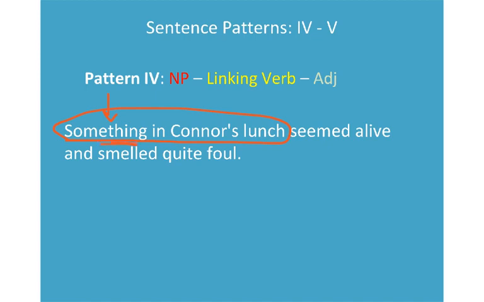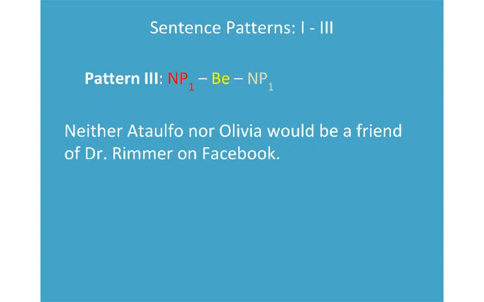In Connor's lunch is our prepositional phrase that's giving more information about something, but this whole thing is acting as the subject. What seemed? Something in Connor's lunch. Seemed is the linking verb, and then alive and smelled quite foul. We've got kind of two adjectives right here, but that's okay. I've got a huge adjective phrase there after the linking verb.